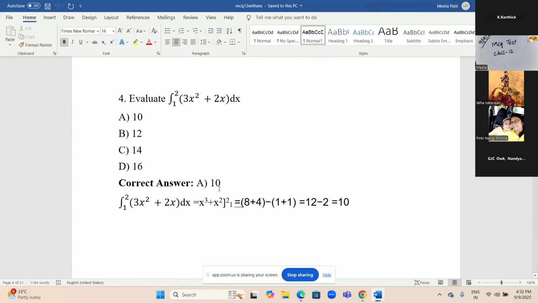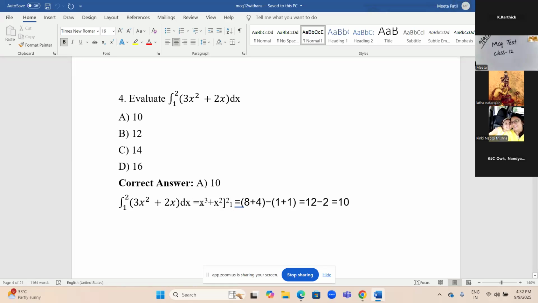Next you have the integration questions. This is the definite integral question. So you have to find the integration of this particular equation. What is the integration of 3x square? That will be x cube. And what is the integration of 2x? That is x square. So here you have to apply the upper and lower limits.